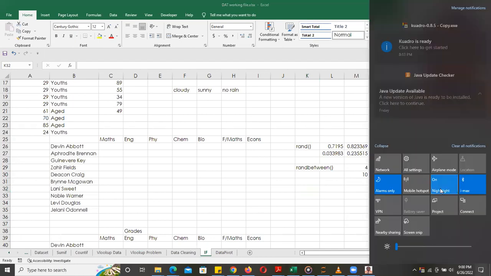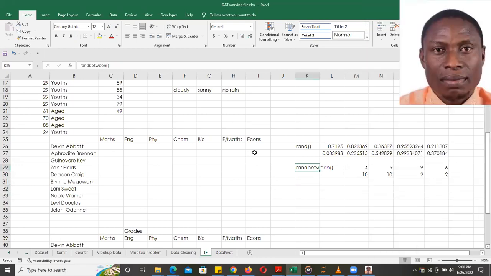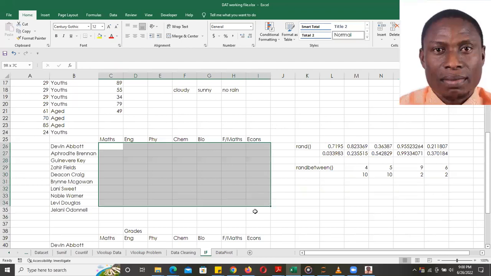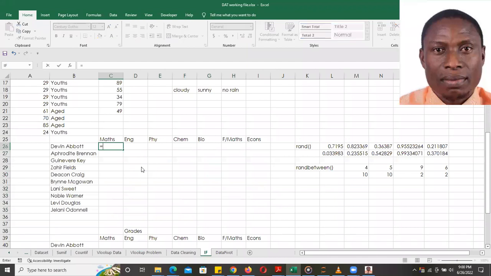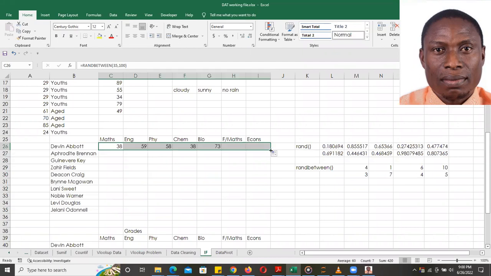Yes. Okay, beautiful. So now we use this RANDBETWEEN to generate values for these guys. We are going to use RANDBETWEEN to generate values, and this is what we are going to do, equals RANDBETWEEN. So I'm picking my number from 35 to 100. So I will just drag it down using my fill handle.